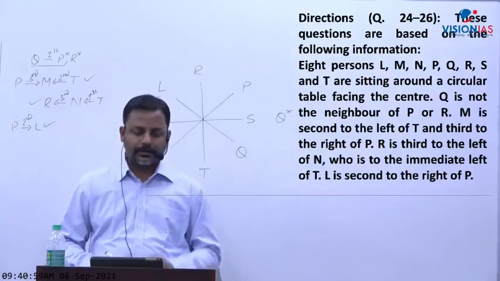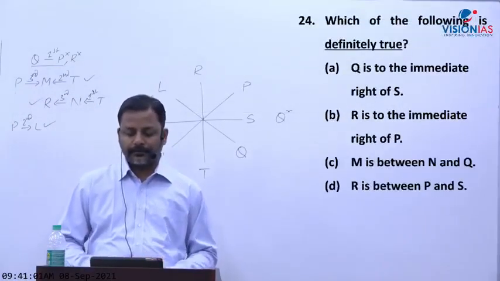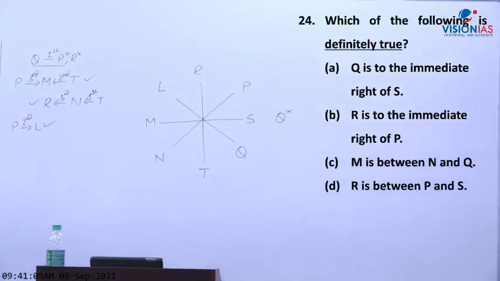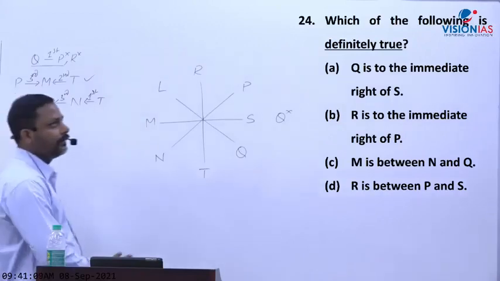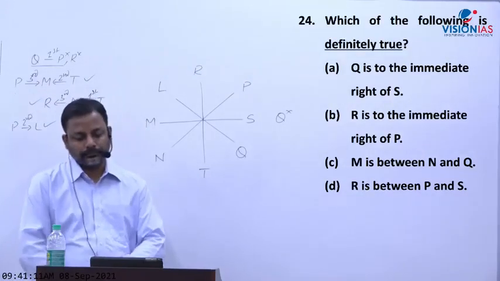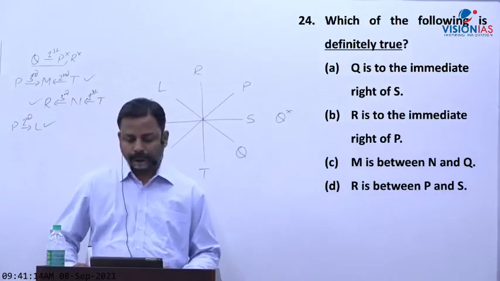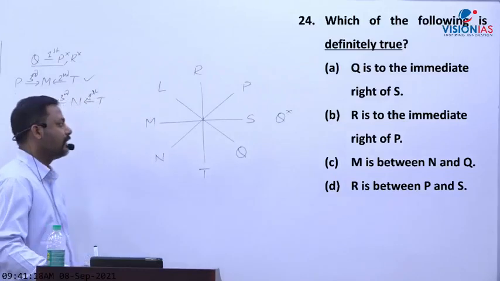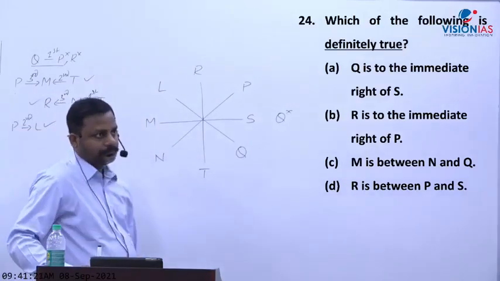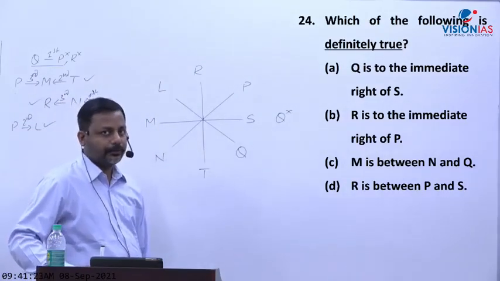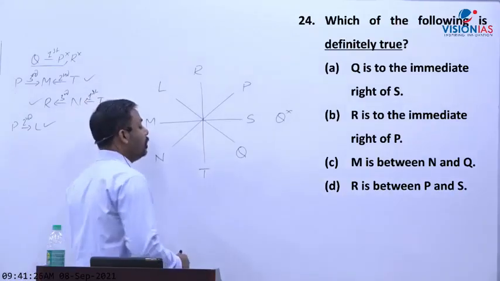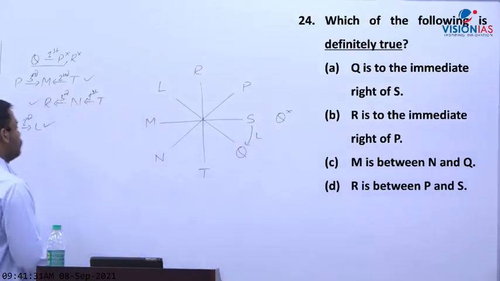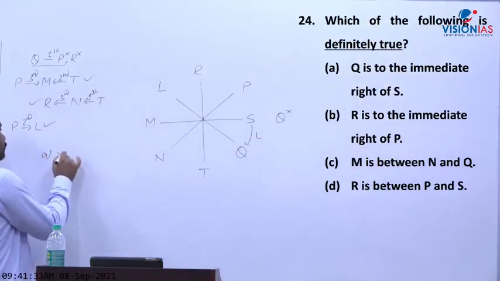Come to the questions. Question number 1. Which of the following is definitely true? Q is to the immediate right of S. Is it true? No. Basically, Q is on the left hand side of S. So, the first option is incorrect.